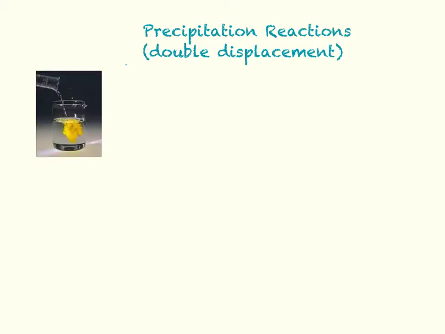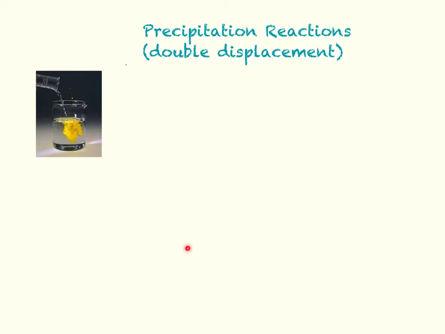In a double displacement reaction, what happens is we have two ionic compounds and we make two brand new ionic compounds. The A displaces with the C, so the two metals swap over and make brand new compounds. So the A will then pair up with the D and the C moves over and pairs up with the B. So you end up with two brand new ionic compounds. Here's an example. So here we've got silver nitrate and sodium chloride.